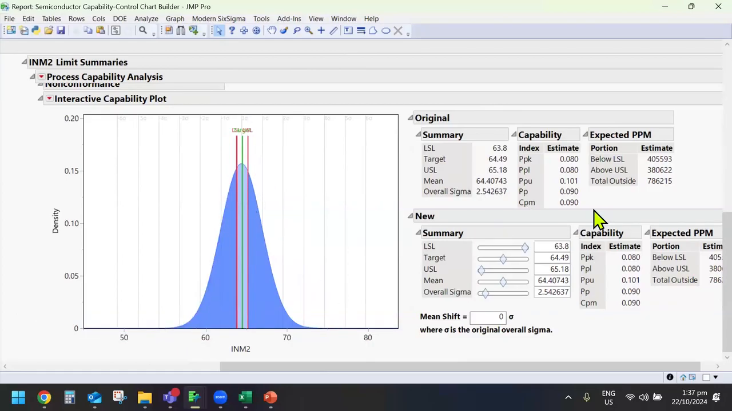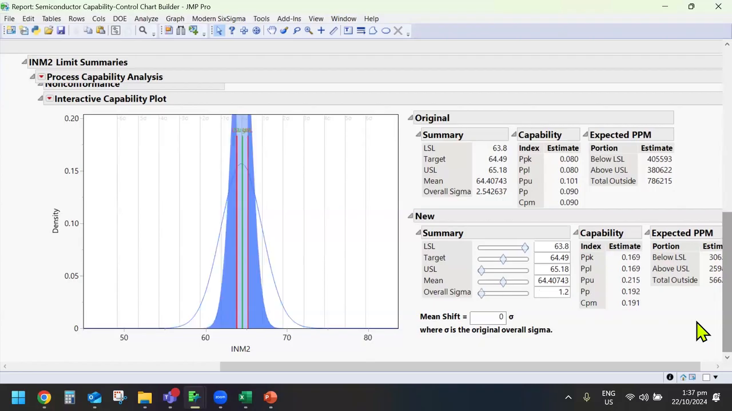So let's see, here is my new process. This is the original process. Let's say you want to reduce your range or the sigma. Right now it's 2.5. If I am ambitious enough, how about I say I reduce by half to maybe 1.2. You can put 1.2 as your project goal. So what's going to happen?